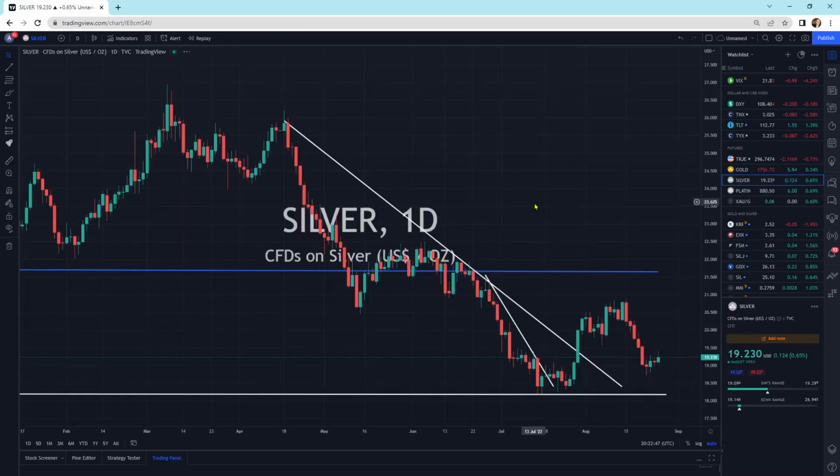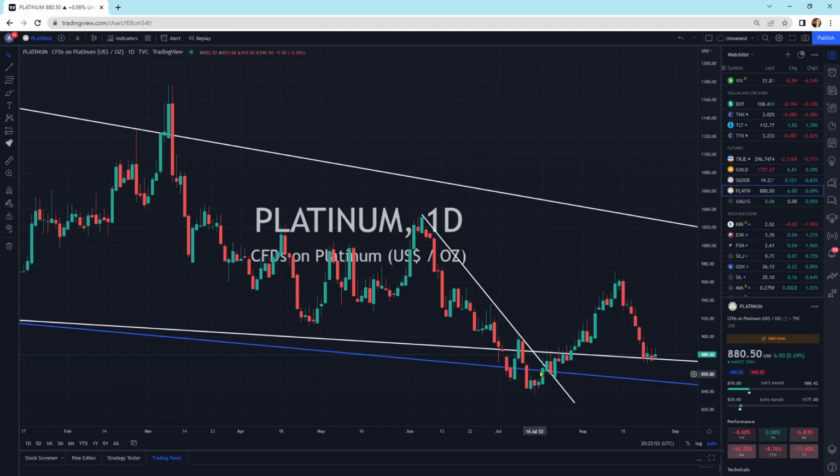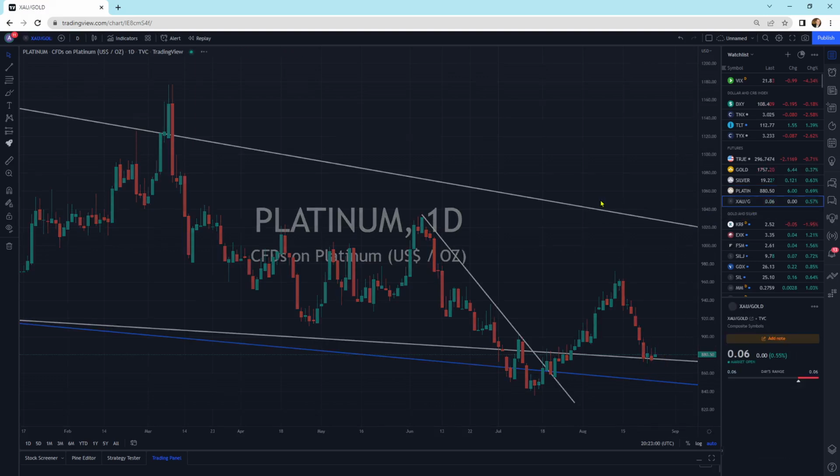I think silver also looks good right where it's at. Very much similar setup to gold. And platinum's doing the same thing, little broken downtrend line. We're back against support. I like buying off support levels, and that's where I'd be looking.